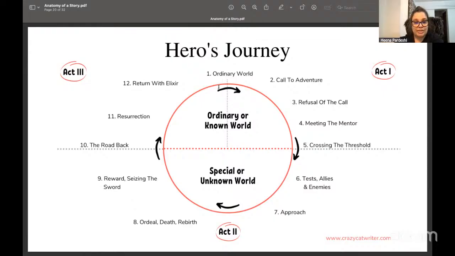First, we have the ordinary world, then we have the call to adventure, then refusal to that call, meeting the mentor, crossing the threshold, tests, allies, enemies, then approach to the inmost cave, ordeal, or death, where the character is rebirthed. Then we have the reward, then we have the road back, then we have resurrection, then we have return with the elixir.